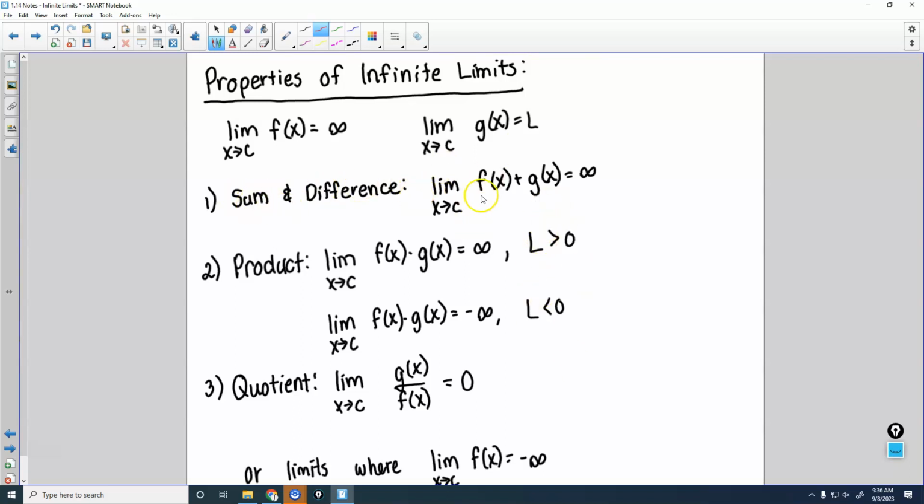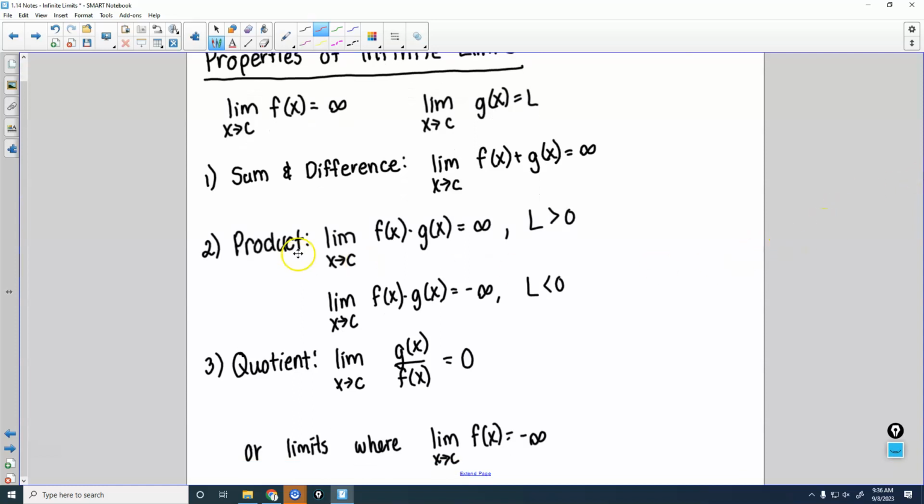So if I add the limits of f of x plus g of x here, the properties of limits tell us we can do those things separately. This is going to end up being infinity plus L, but infinity plus L is just going to be infinity, right? If I'm multiplying, if L is greater than 0, I will get positive infinity. If L is less than 0, I will get negative infinity.